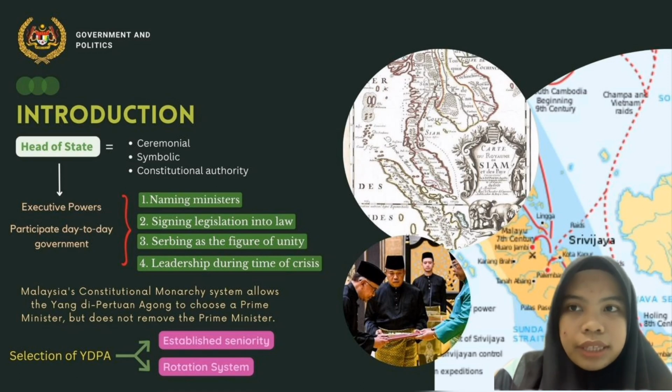in a country or state, representing national unity and sovereignty. They may hold a ceremonial, symbolic, or constitutional power, depending on the country's political and constitutional system. In some countries, the head of state may also have executive powers and be involved in day-to-day governance, such as appointing ministers, signing legislation, and acting as a figure of unity and leadership during times of crisis.